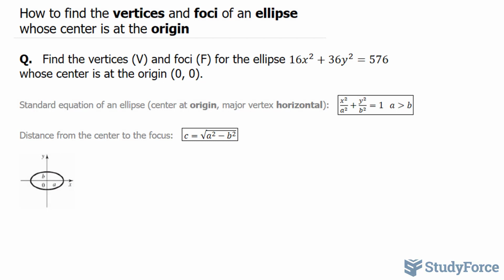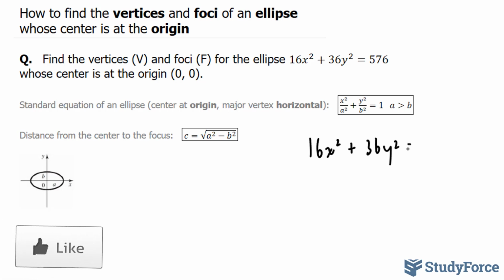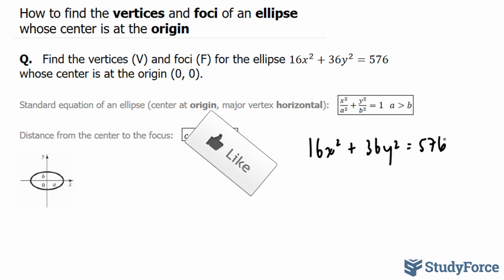And notice that in this equation, the right side isn't equal to 1, whereas in the standard equation of an ellipse, there's always one side equal to 1. So the first thing I'll do to make it look like that is divide both sides by 576. That will make the right side equal to 1, and bring us one step closer to creating our equation.